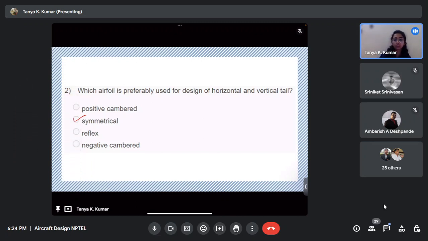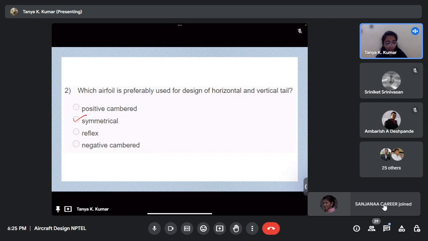Okay. So just stop me at any time when you are not okay with the answers, or the answers are unclear. Okay. So yes, symmetric airfoil is preferred for the design of horizontal and vertical tail because their main contribution is towards stability and not to produce lift. So for the wings we use cambered airfoils because the main property of the wing is to produce lift. Now, how is a symmetric airfoil different from a cambered airfoil? Why do we prefer cambered for wings?